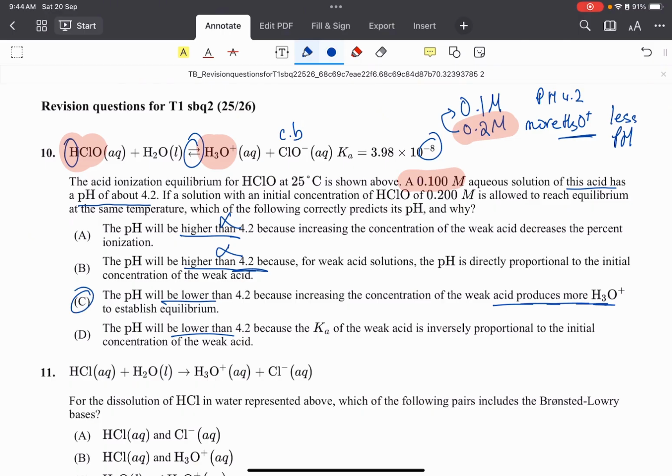That's what I said. Let's read the other option: because Ka is inversely proportional. No, here we did not change the strength of the acid. The Ka is still the same even with this concentration. It's just that the starting amount is more. So the answer is C.